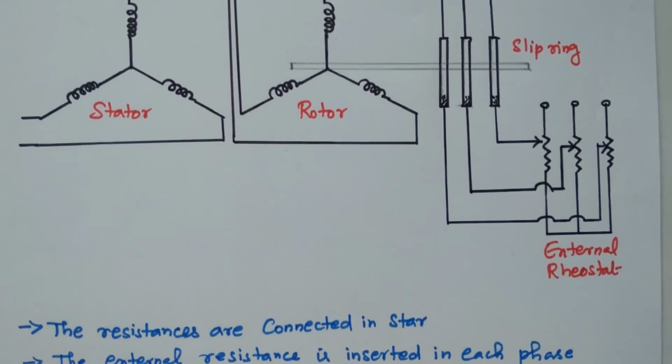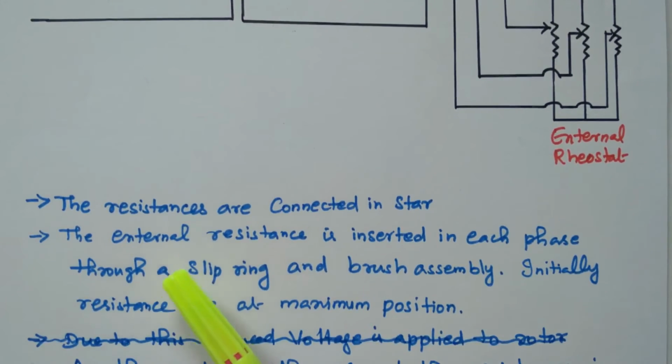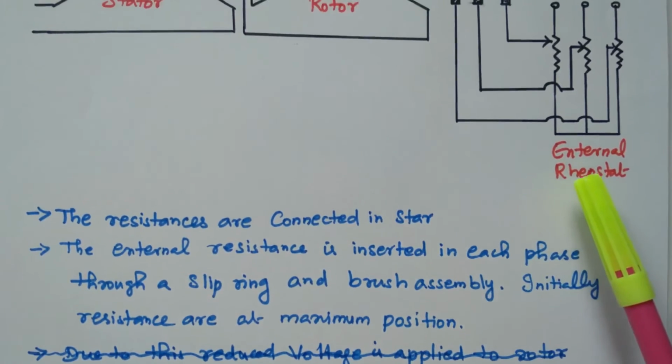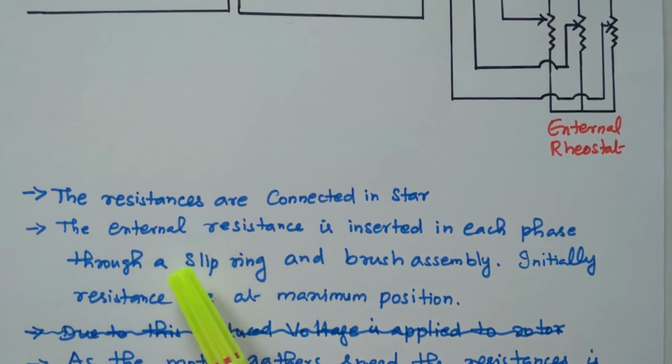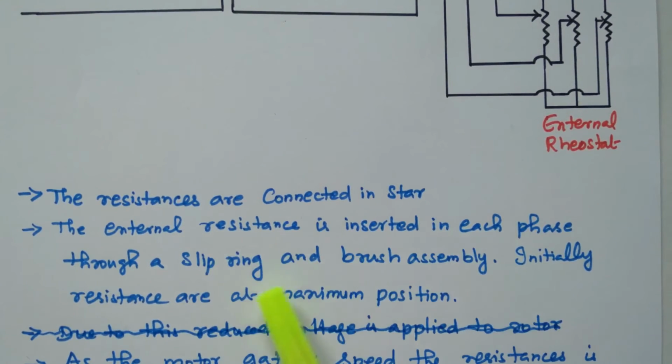I will see the description. The resistors are connected in star, in a star connected manner. External resistor is inserted in each phase through a slip ring and brush assembly. Right? The external resistor is connected. Initially the resistors are at the maximum resistance position, so that voltage is lesser. So due to that, stator voltage is lesser, and stator current drawn is also lesser.